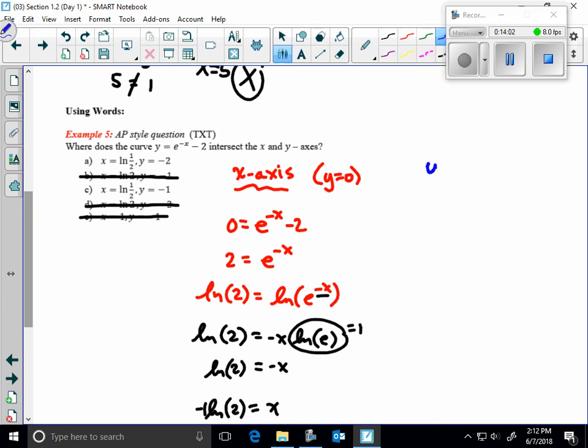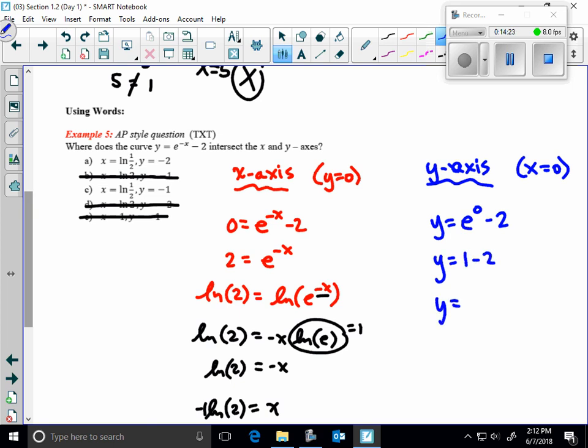Okay, so where does it cross the y-axis? Well, it'll cross the y-axis when x equals 0. So I'd have y equals e to the 0 minus 2. Ooh, someone's going to fall for this, because they'll think e to the 0 is 0. It's not. It's 1. So y equals negative 1. And there's our answer. This is out. Our answer would be C.